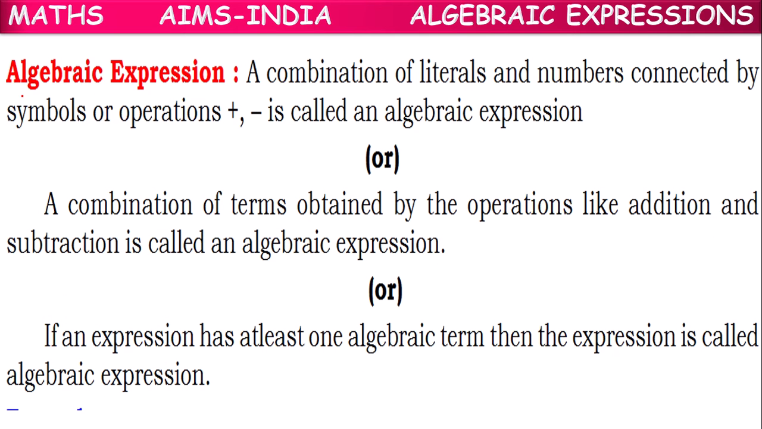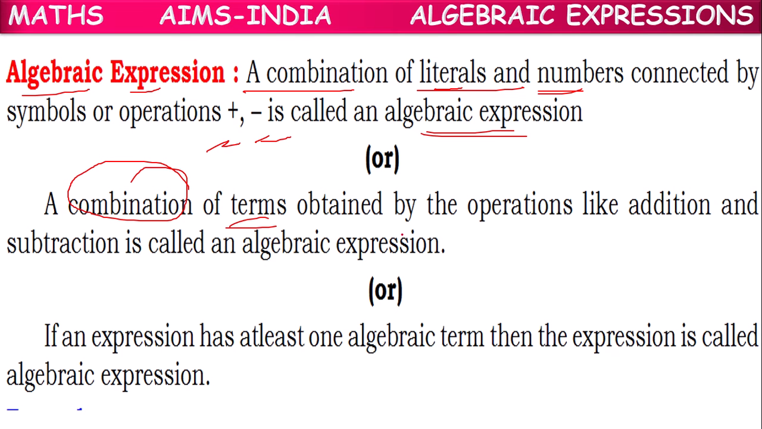Next. Algebraic expression means a combination of literals and numbers connected by the symbols plus or minus or both is called an algebraic expression. We can also define it another way: a combination of terms obtained by operations like addition and subtraction is called an algebraic expression. But a combination of which terms? Terms having literals and numbers.